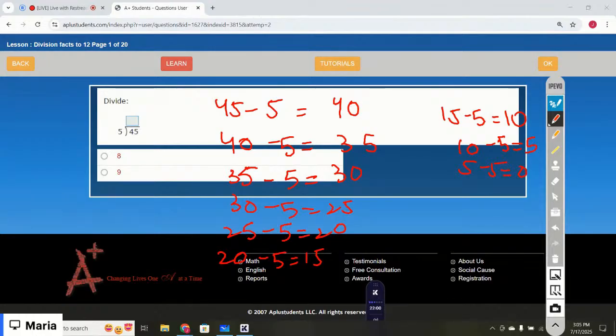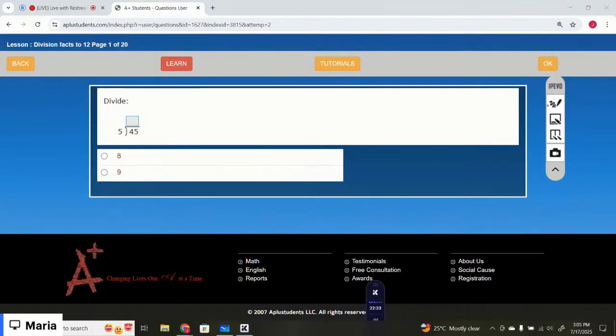You need to count how many times we have subtracted, right? 1, 2, 3, 4, 5, 6, 7, 8, 9. So that would be 45 divided by 5 is 9 because we subtracted 9 times. So the correct option is 9. Option number 2 is the correct option, right?